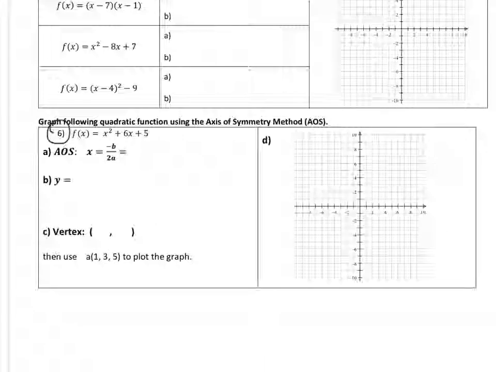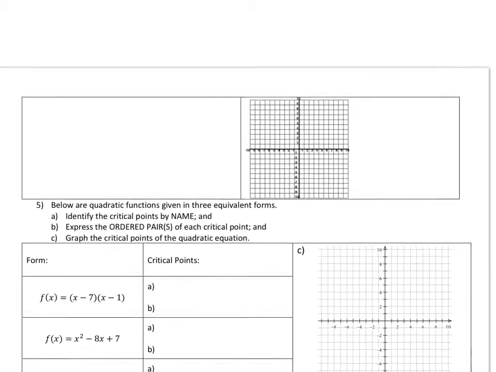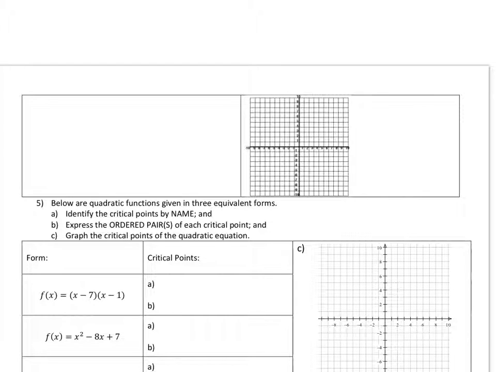Okay, so let's graph on the next page. Take a look up at the top. Let's graph our critical points. We got 4, negative 9, so I'm going to go to the right 4, down 9, plot that point. And then my y-intercept is 0, 7, way up here. My x-intercepts are at positive 1, to the right 1, and to the right 7.